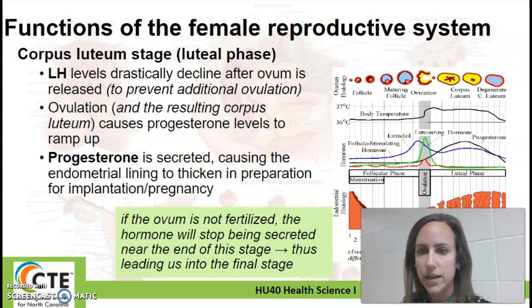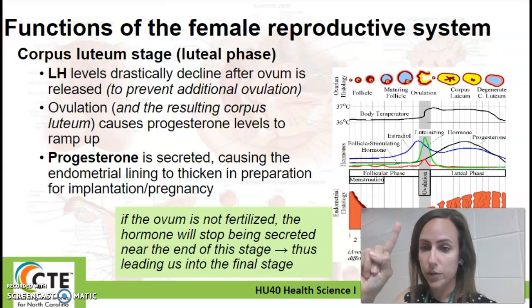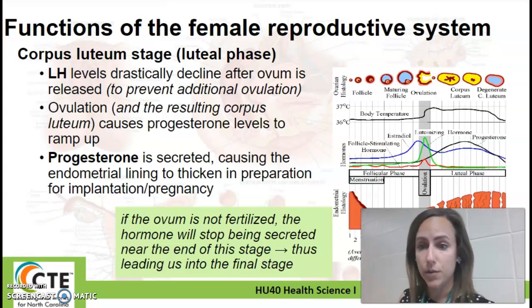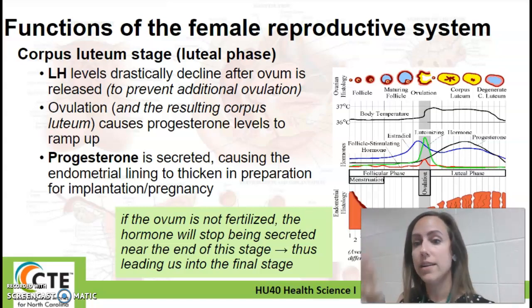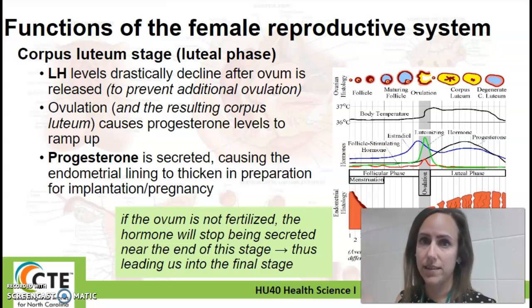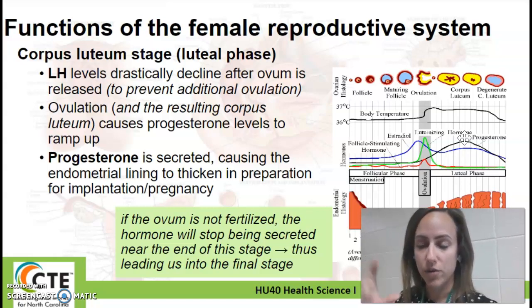During the corpus luteum stage, remember that's when the ovum has been ovulated. So it's been ovulated, it's been picked up by the fallopian tube. So over the course of the corpus luteum stage, it is now making its way to the uterus. About mid-stage, the ovum has made its way into the uterus, and it has not embedded into the endometrial lining. So at that point, the body, which was ramping up its production of progesterone at the start of this phase in preparation for arrival of hopefully a fertilized egg, was ramping up progesterone to thicken the endometrial lining.